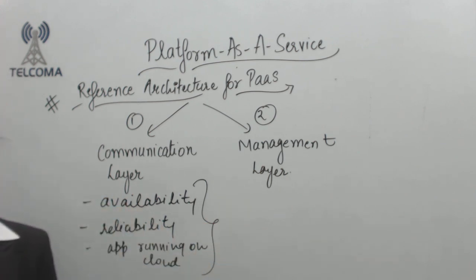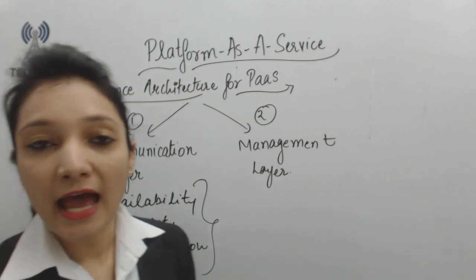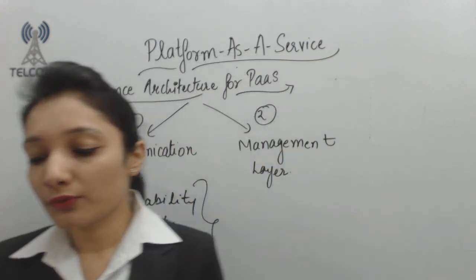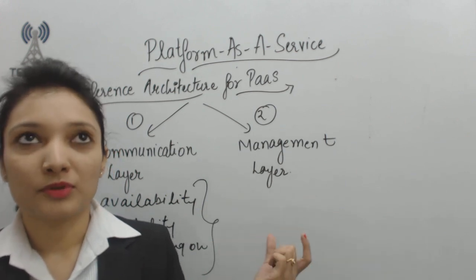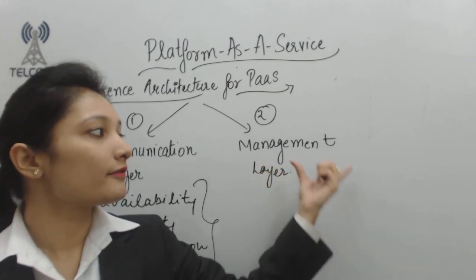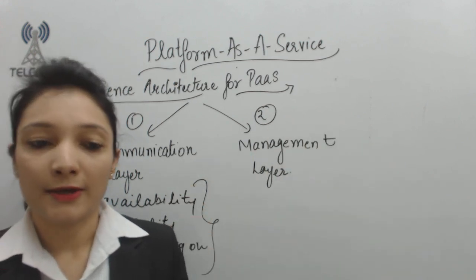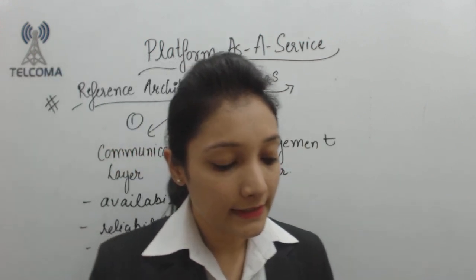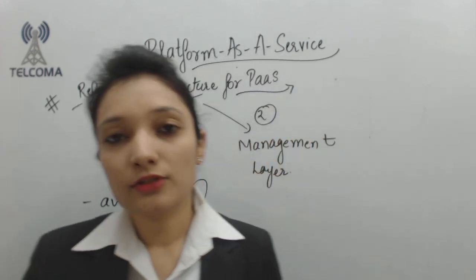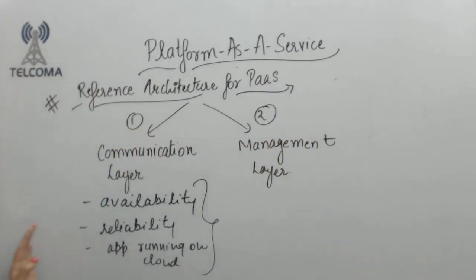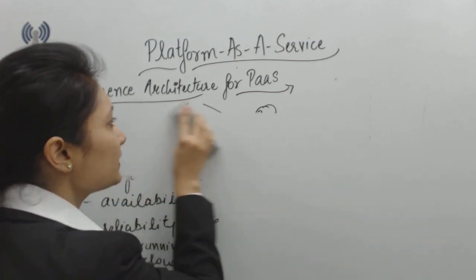Then we have the management layer. The management layer will have the components and the services which provision the management capabilities. That means the various components will be responsible for managing the various services. Now after that we will see the reference architecture of your platform as a service, comprising of your communication layer and the management layer.